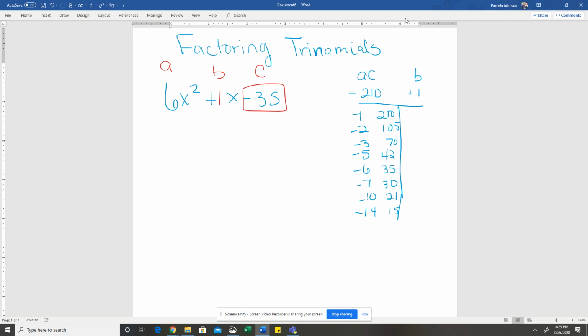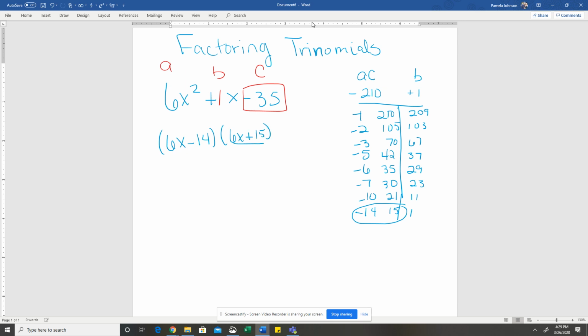Okay. When we add these together, 209, 103, 67, 37, 29, 23, 11, 1. So there we go. We need it to add up to a positive 1, so the 14, 15. So we do 6x minus 14 times 6x plus 15.